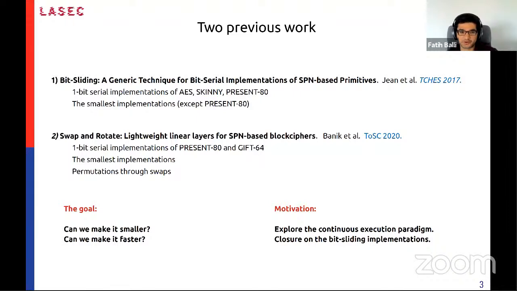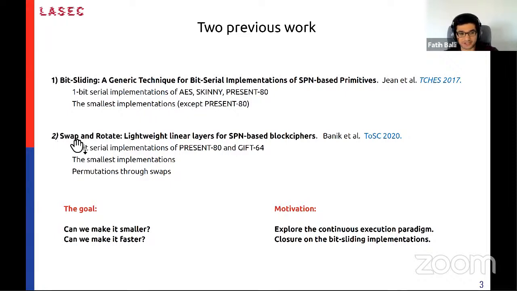When we talk about aggressive optimization techniques for the silicon area of these block ciphers, the first paper that comes to mind is from Jean et al. from CHES 2017, where the authors, for the first time, designed a 1-bit serial architecture for the block ciphers AES, Skinny, and PRESENT-80. That is a particularly challenging task because these block ciphers are designed with 4-bit or 8-bit boundaries in mind, which is just an artifact of microcontroller implementations. And these implementations are the state-of-the-art smallest implementations so far.